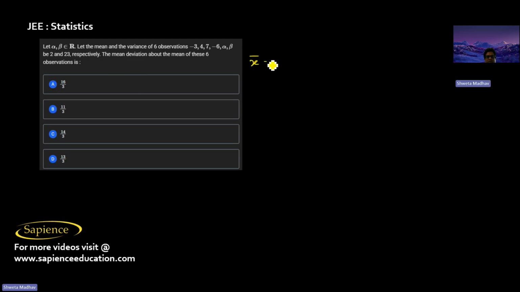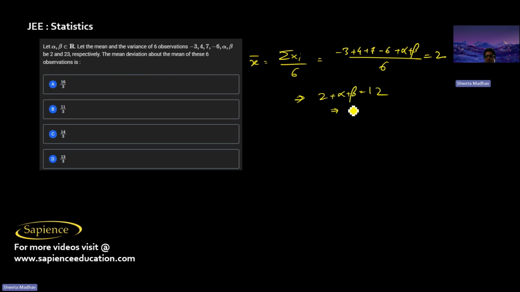Therefore, the mean, which is x bar, is obviously the sum of all the terms divided by the number of terms, which is 6. So this will be minus 3 plus 4 plus 7 minus 6 plus alpha plus beta divided by 6. That is equal to 2. So then this will be 1 plus 1, 2. So 2 plus alpha plus beta is equal to 12. So alpha plus beta would be equal to 10.